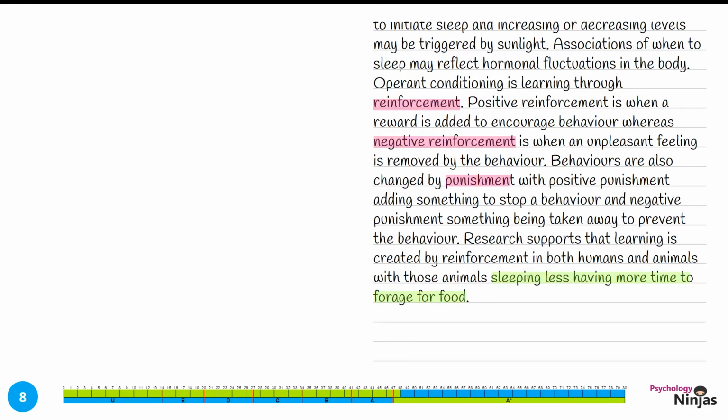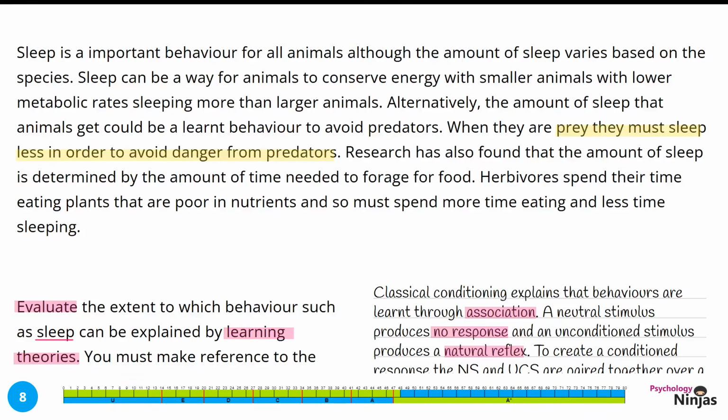This is a type of negative reinforcement, that by not doing a behaviour, not sleeping, we've got more positive reinforcement in terms of more access to food. We've gone back up to our stem here to tick this part of our stem off, because we've linked that still into operant conditioning and learning theories.